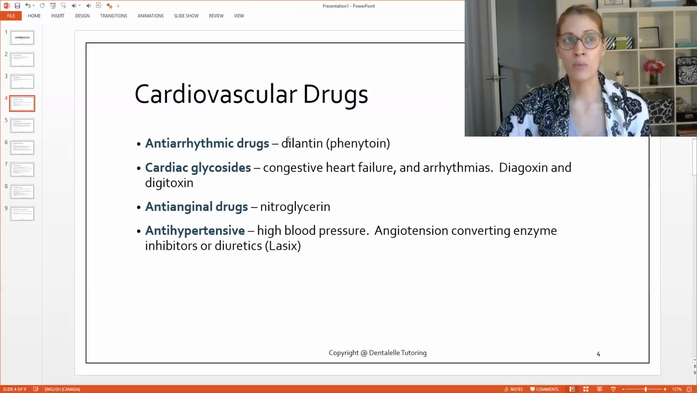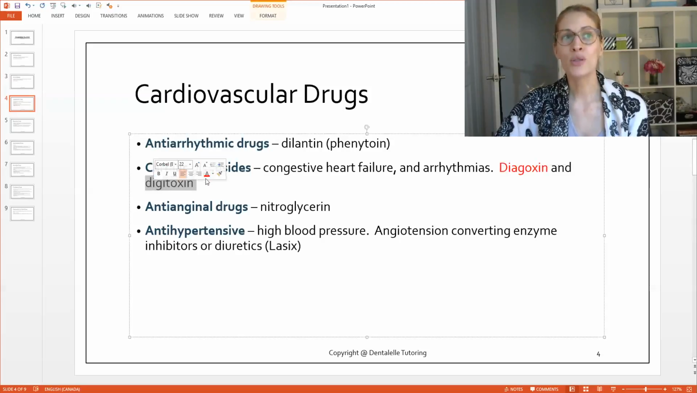The most common, which I'm hoping you all have heard of at this point, is the Dilantin, of course. But then another category is your cardiac glycosides, okay? So this is when your patient could have congestive heart failure and or they could have an arrhythmia of some kind. And these are the common ones that patient might be on.